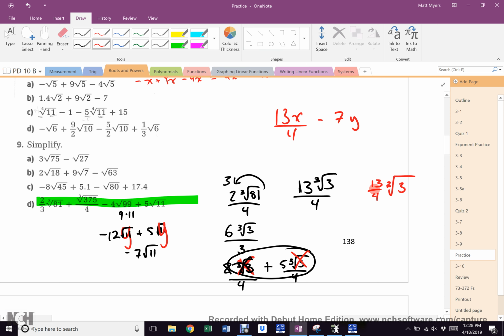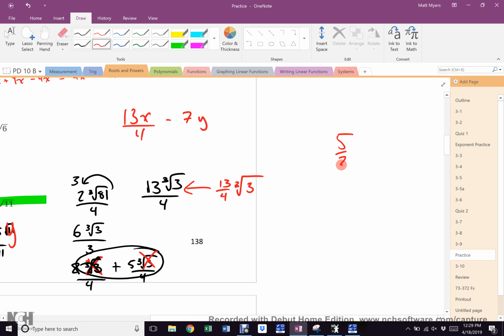That, of course, is the same thing as this. Just like 5 halves x is the same as 5 over 2 times x over 1, which is 5x over 2. Knowledge that you already have from the 9th grade that we expect you to still have in the 10th grade. Okay?